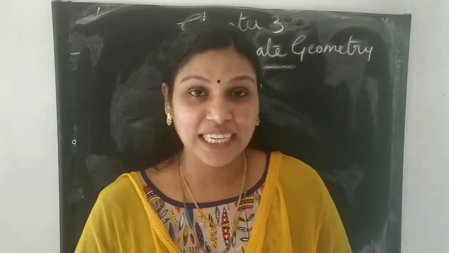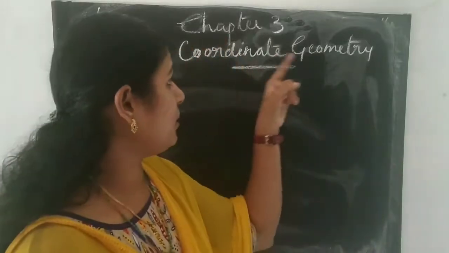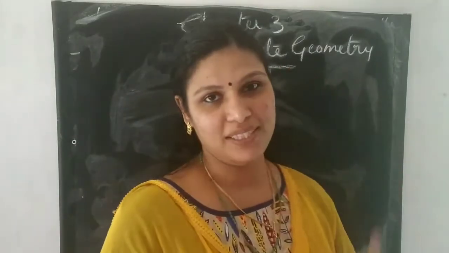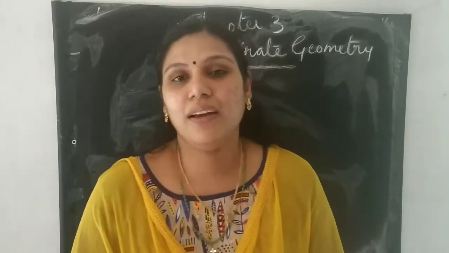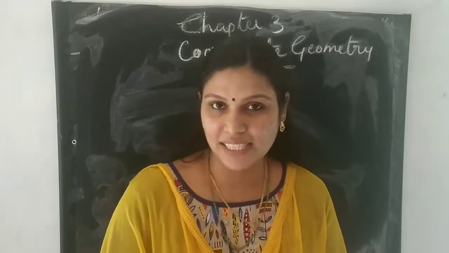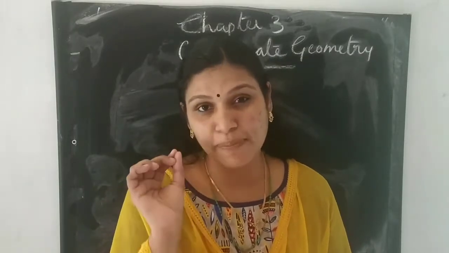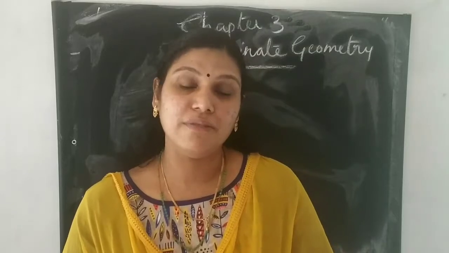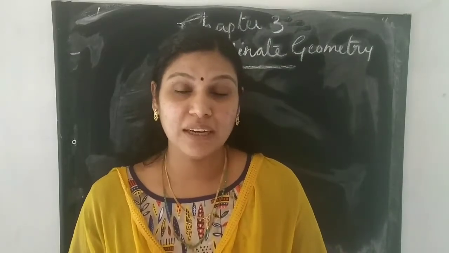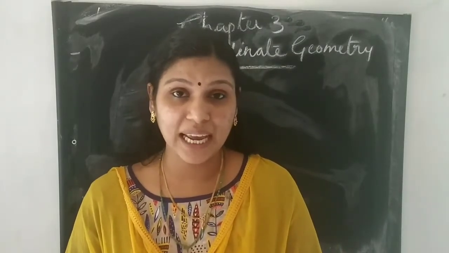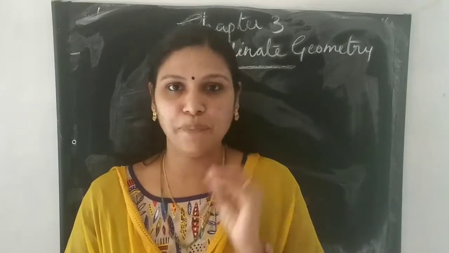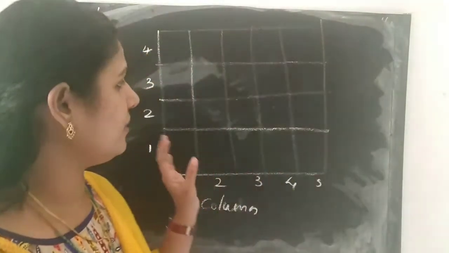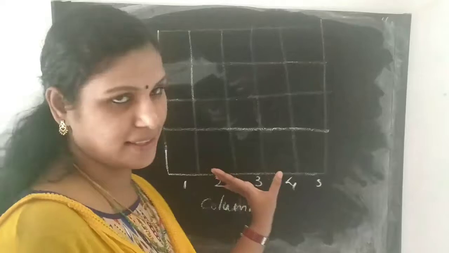Today we are going to start a new chapter, chapter 3, coordinate geometry. Children, you have already studied how to locate a point on the number line. In this chapter, we are going to study how to describe the position of that point on the number line. Have you any idea of this?